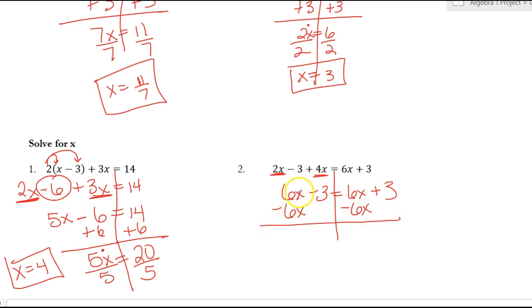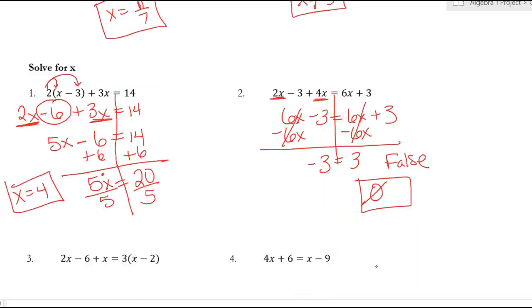And so 6x minus 6x is just gone. It's 0x, so I don't write it. So I get negative 3. Same thing over here. 6x minus 6x is gone. So negative 3 equals 3. So my variables are gone, and this is a false statement. So this problem is a no solution.